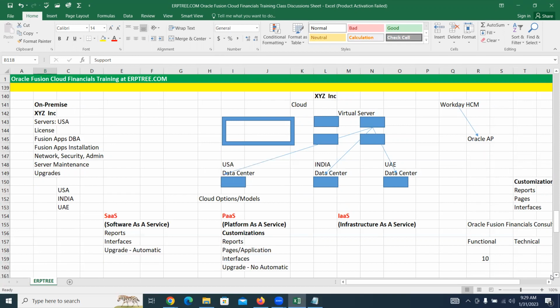When we talk about our financials, we have certification available from Oracle for 3 applications. One is general ledger, the other is payables and receivables. We don't have it for cash management, fixed assets and other applications. So we will help you to get certified if you are interested. Maybe it will cost around 12 to 15,000 for each certification.